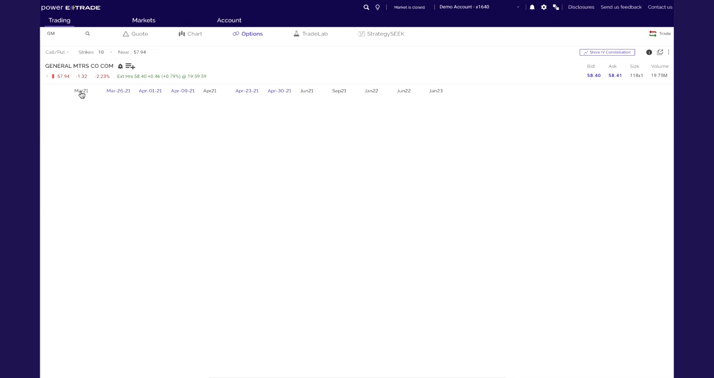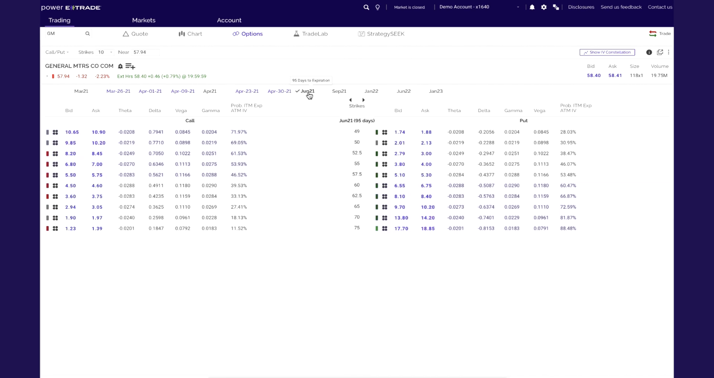But if I put my cursor over each of these expirations, then it's going to pop up and give me an idea of how many days it is to expiration. If my goal is to get out to about the 90 plus window, well, I need to go, of course, beyond April. How about the June 2021 expiration that takes me out 95 days? If my goal is to be out more than 90 days, perfect. That would be the one that takes me out.